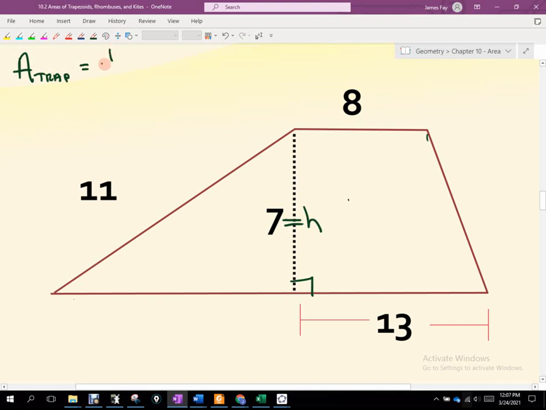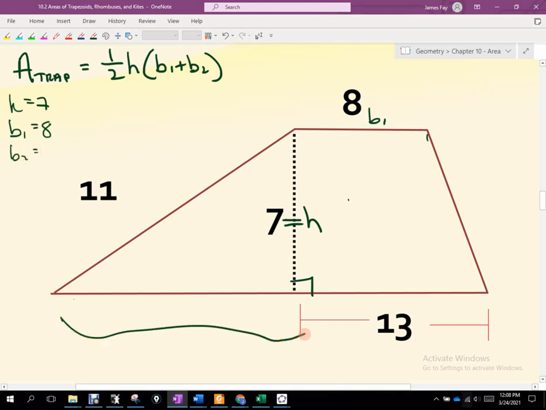So what I like to do a lot of times is write my formula down, and I just start listing the objects that I need. I need H. I got that. I need B1. Do I have a B1 here? Do I have a base that I know the complete value of? Isn't this a base? That could be B1 or B2, but it's one of them. I know the complete thing. But do I know the other base? Do I know that complete distance right there? No, not directly. So that's unknown.